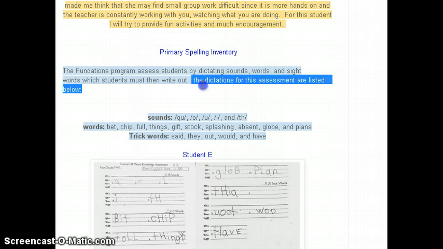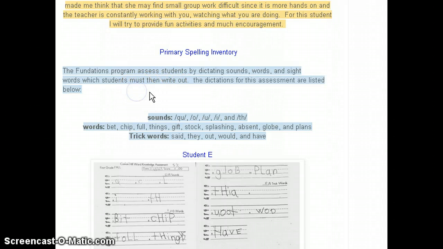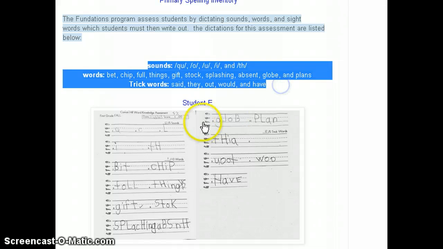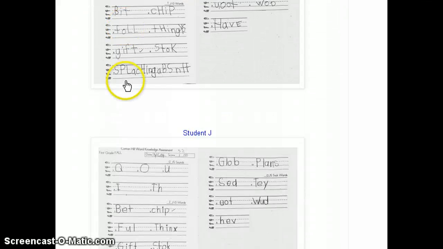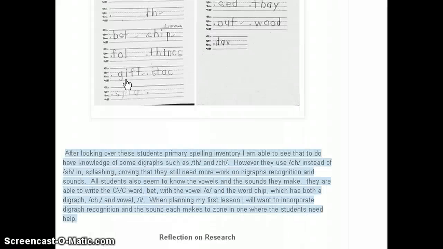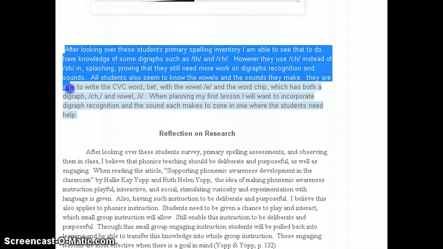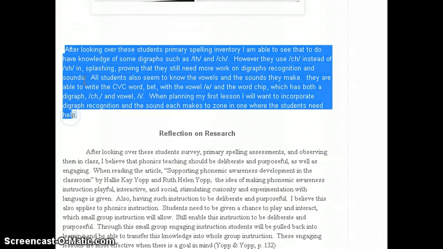You have an awkward sentence. The dictations for this assessment are listed below. So be more specific. Are they assessed on a weekly basis? Are they assessed on each of the sounds and words? Be specific in how Fundations assesses the students, and then what you've learned based on these assessments, and then how specifically are these assessments going to inform your next steps. I like this, that you've looked over and you've noticed some strengths and needs based on this, and then these strengths and needs should inform your lesson planning.